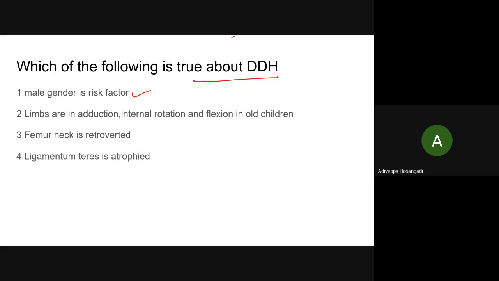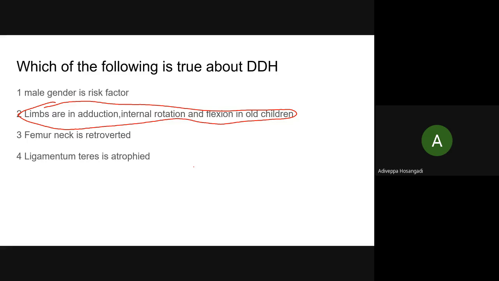So we'll come to which of the following is true about DDH. Male gender is a risk factor. Limb in adduction, internal rotation, flexion in childhood. Femoral neck is retroverted. Ligamentum teres is atrophied. I will answer this because you might not have read it, and I'll explain that later. The answer is limb is in adduction, internal rotation, and flexion in older children. Here, the head is excessively anteverted. Ligamentum teres is hypertrophied. I will explain that with some pictures.